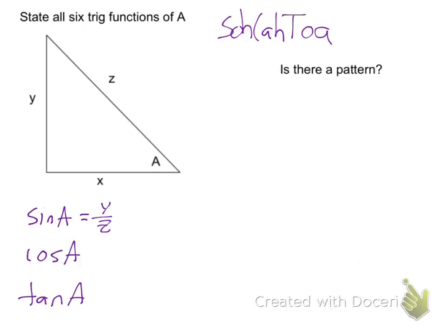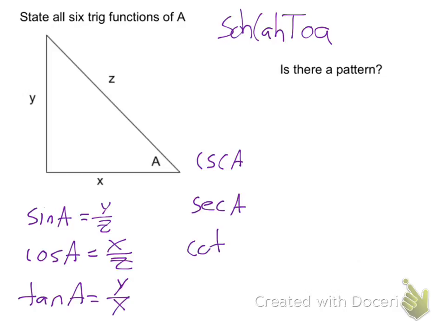Cosine of A is x over z. And tangent of A is y over x. We've got to find the other 3, the little 3. The other 3, ladies and gentlemen, are cosecant of A, secant of A, and cotangent of A.